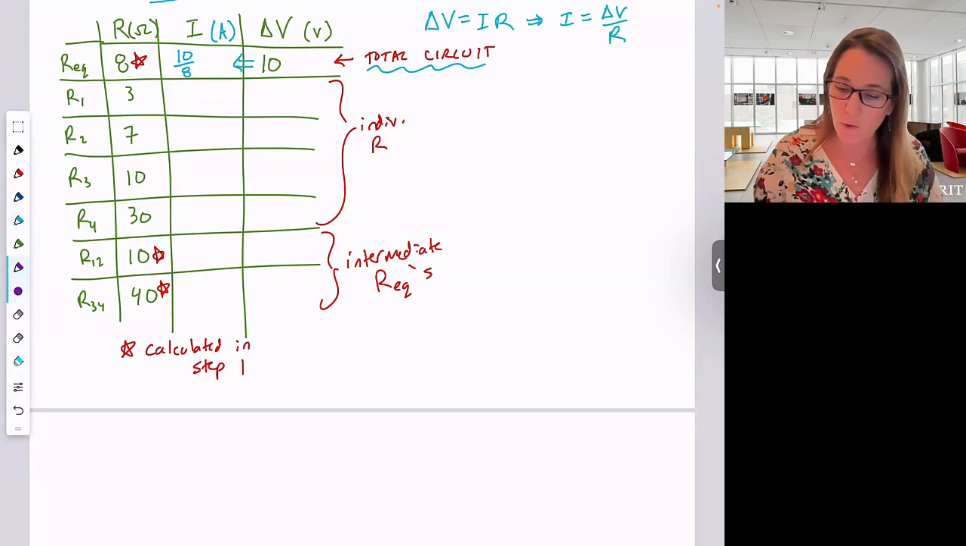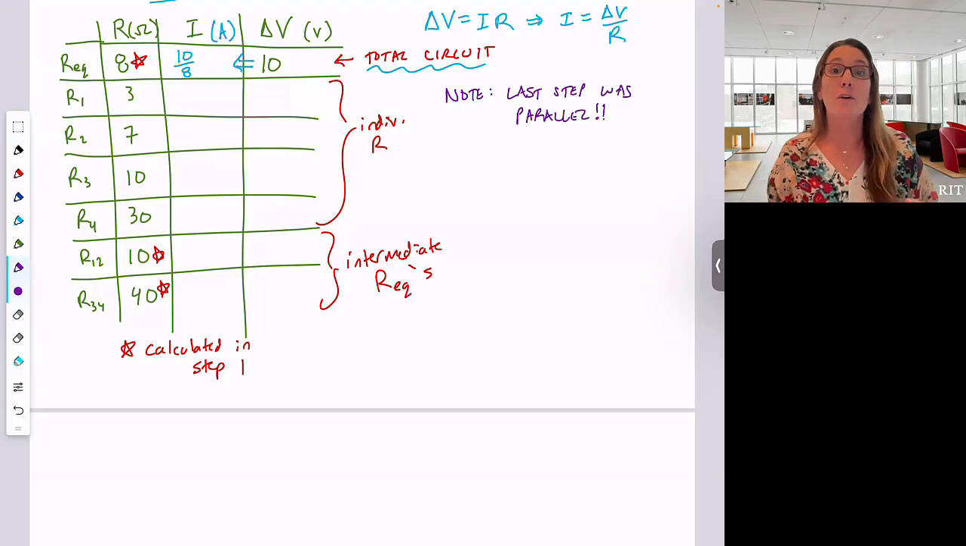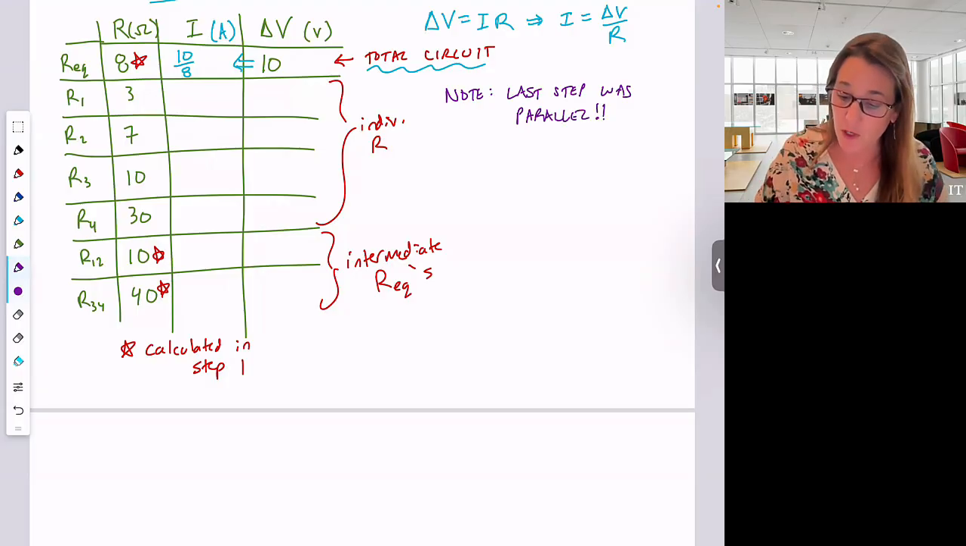Now is where we want to note that the last step that we did was a parallel step, right? And if it's a parallel step, that was R12 in parallel with R34.